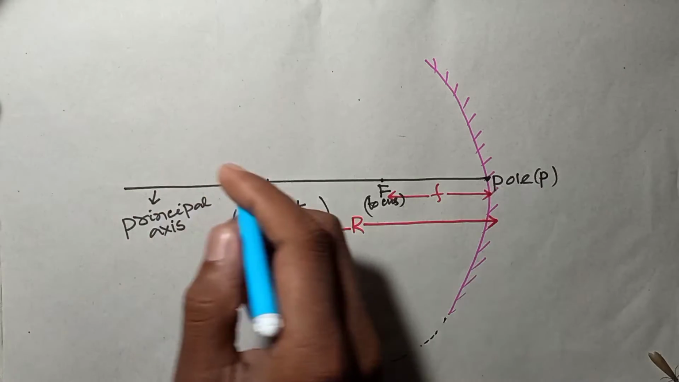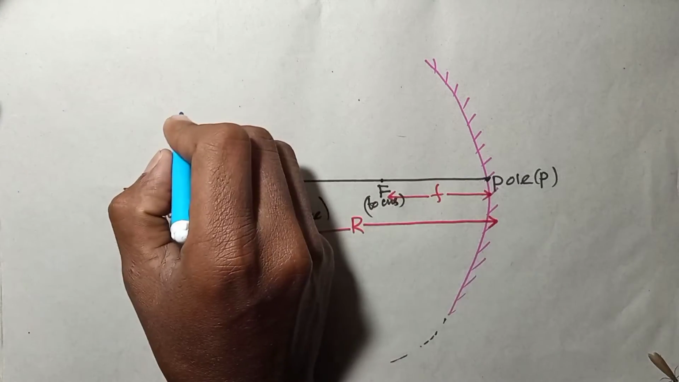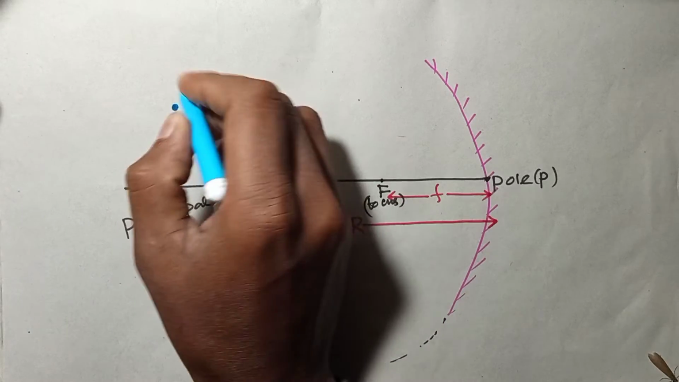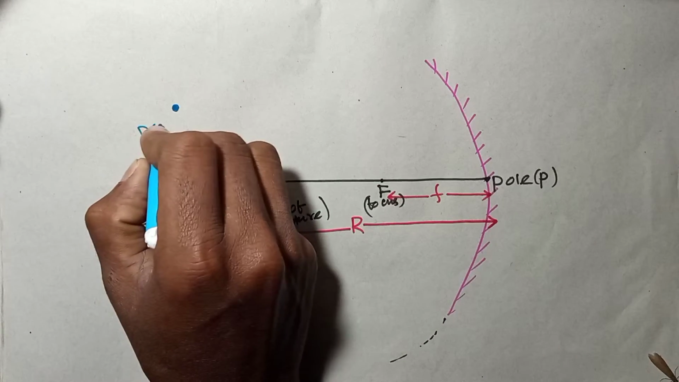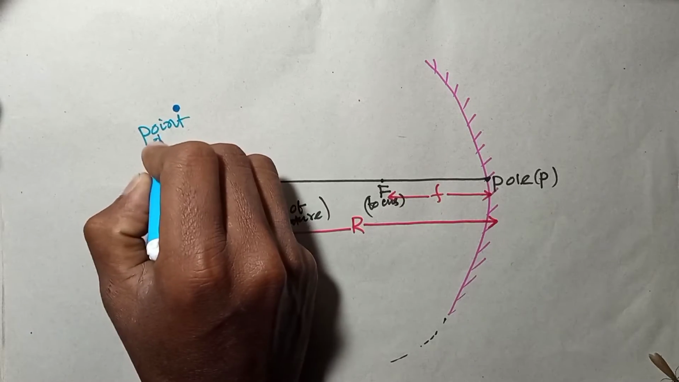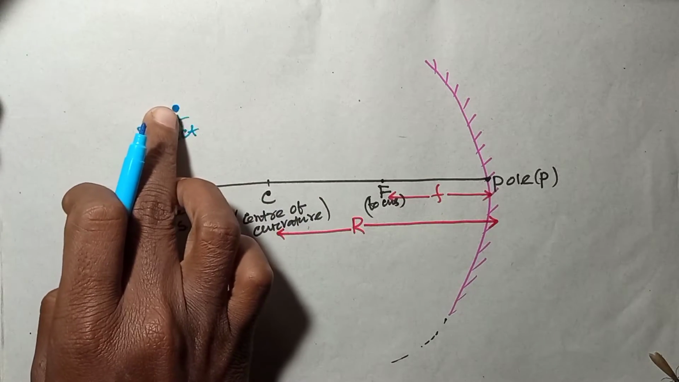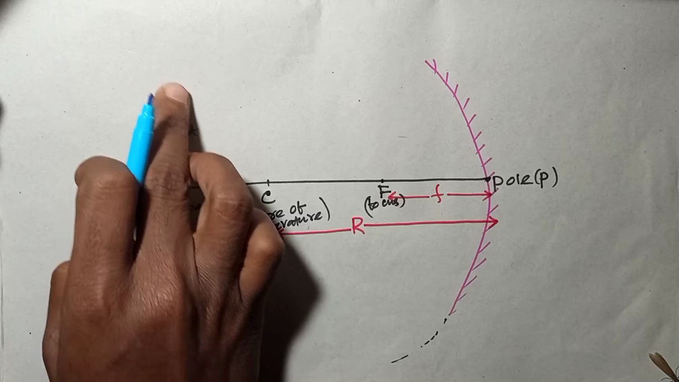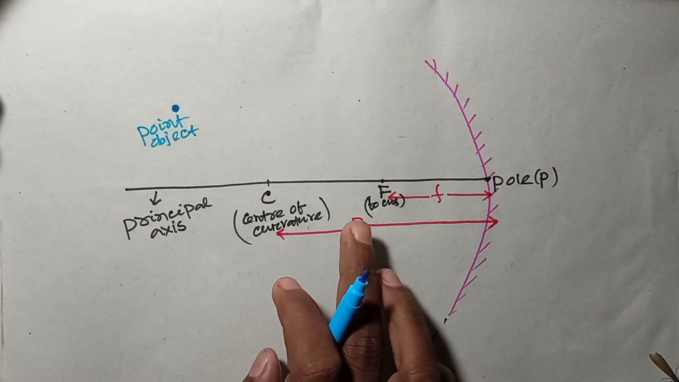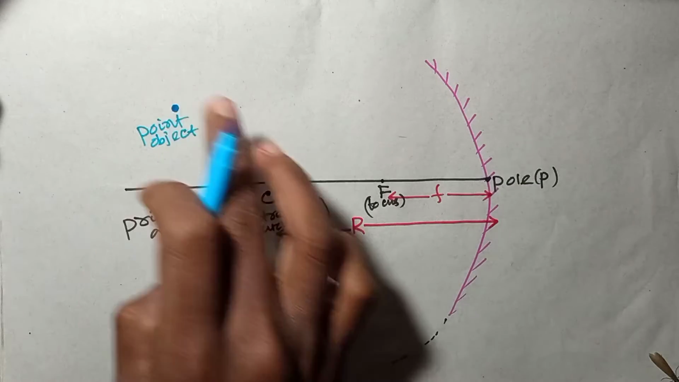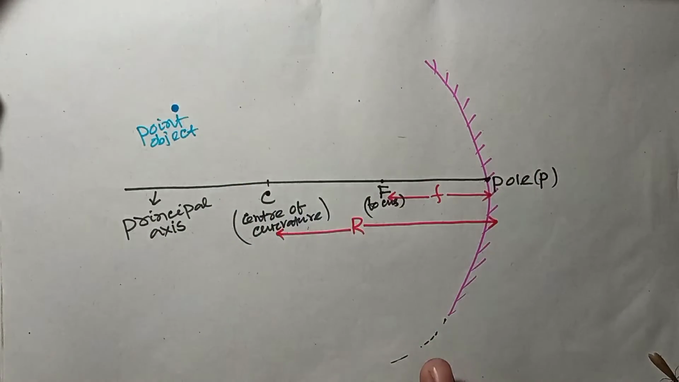So now let's say I have a point object here. Okay, here is the point object I have. Now let's say I want to find out the position of the image of this object. Okay, so how do we find the position of the image of this object formed by this concave mirror?